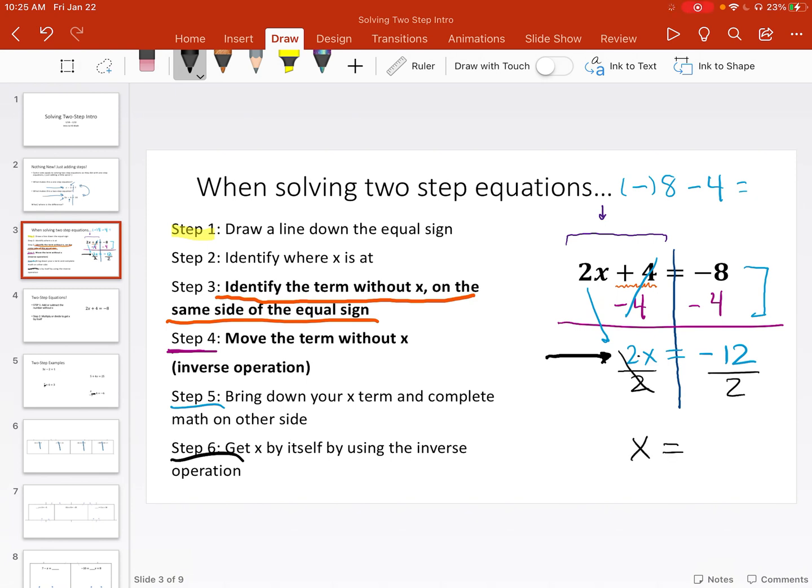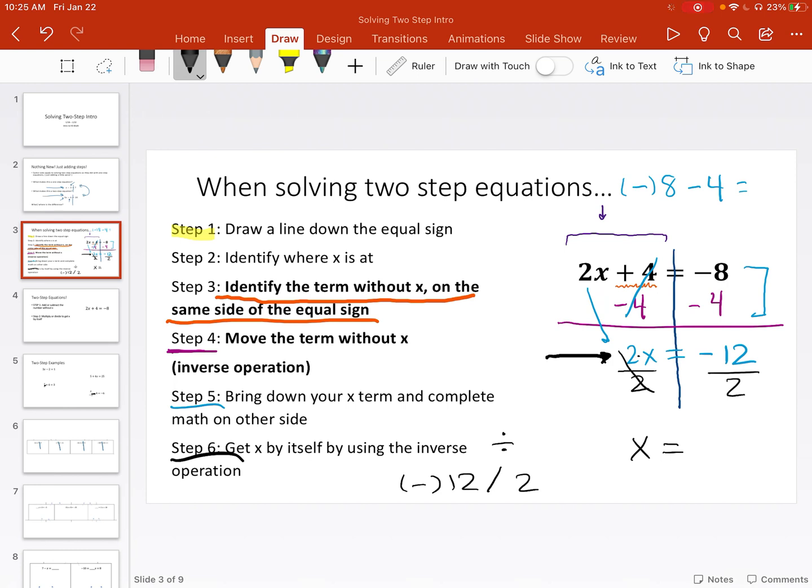I'll get x by itself. And I'll have negative 12 divided by 2. And if I type that in my calculator again, type it in exactly how you see it. You would type in negative 12 divided by 2. On the calculator, divided looks like that. On the screen, it should show up like that. Negative 12 divided by 2.